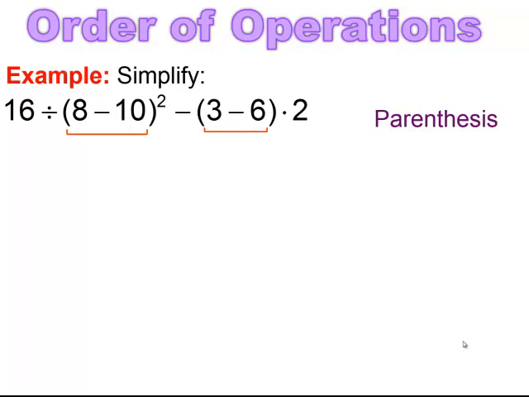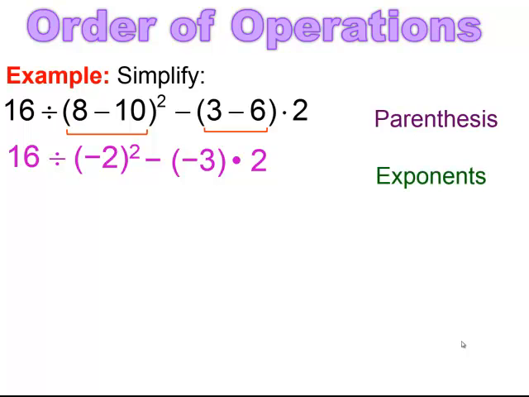So I have the 16 divided by, and then I have a -2 squared. 8 minus 10 is a -2. I'm leaving it in parentheses because if you don't, we have a difference between the parentheses -2 and a -2 with the square on it. And then I have minus, and then notice 3 minus 6 is a -3, so I'm leaving it in parentheses times 2. So it's important that we work order of operations and think step by step as we're working it.